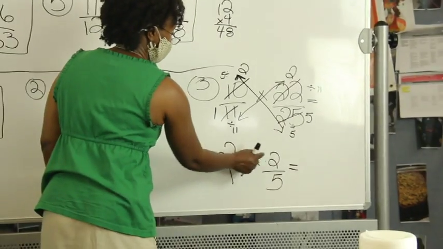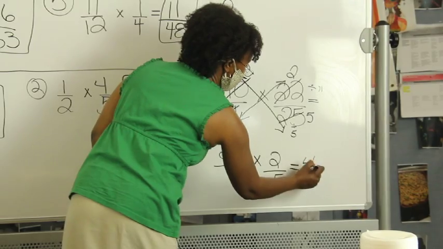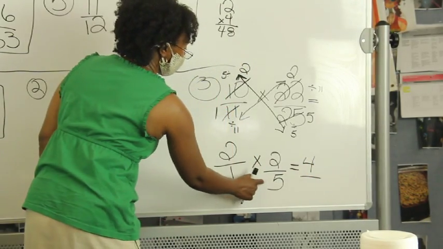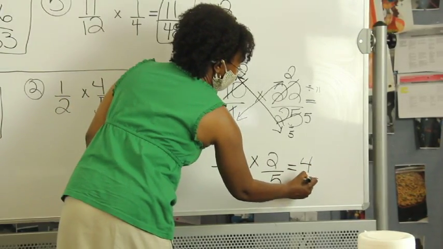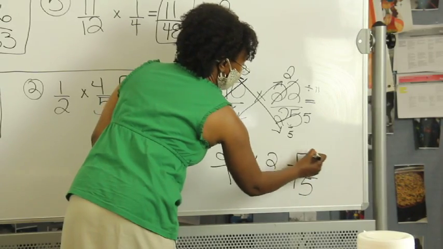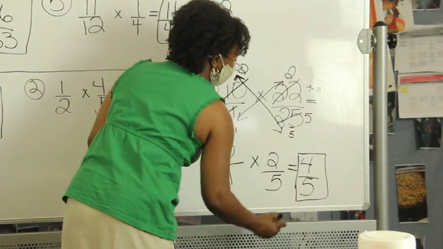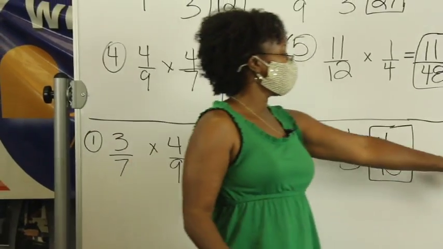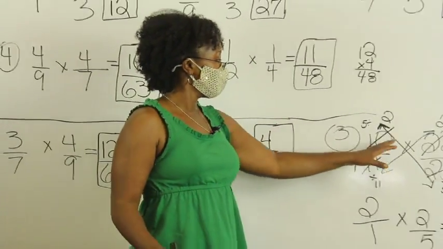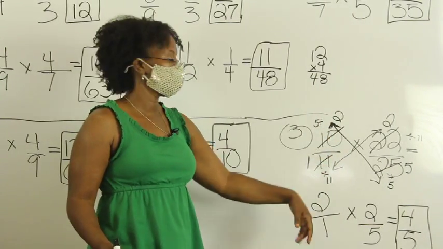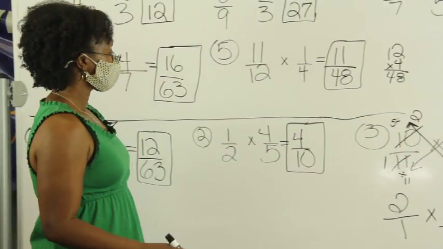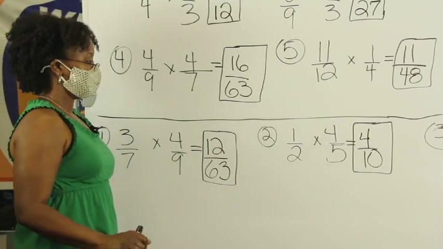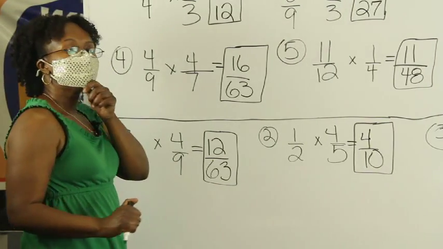And 2 times 2 is 4. And 1 times 5 is 5. I like that number better. It's a lot simpler, and we don't have to do it in the back end after we've gone through all the math for this, 22 times 11 and all that stuff. So that is the answer to number 3.